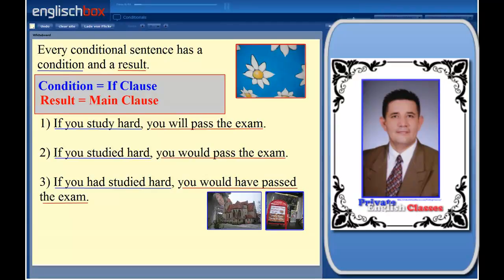On the whiteboard in front of you, you can see an example of a first conditional, an example of a second conditional, and an example of a third conditional. So the first conditional is, if you study hard, you will pass the exam. The second conditional is, if you studied hard, you would pass the exam. And the third conditional is, if you had studied hard, you would have passed the exam.